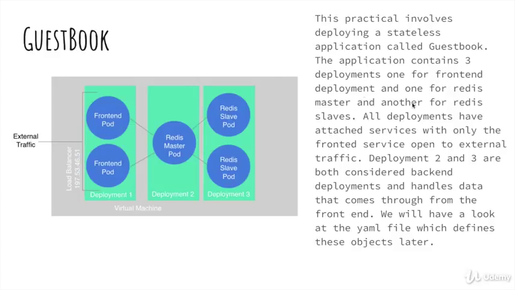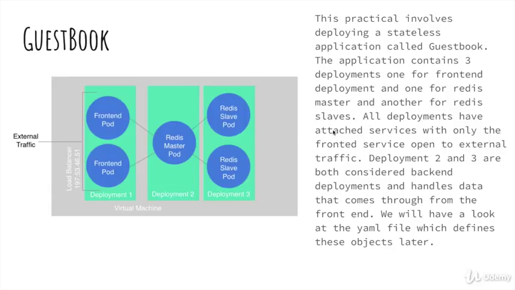This practical involves deploying a stateless application called Guestbook. The application contains three deployments, one for the front end, as you can see here, deployment 1, one for the Redis master, which is called deployment 2 in this picture, and the third deployment is the Redis slaves pods. So altogether, we'll be deploying, there's actually 3 pods for the front end, but we'll go into that when we have a look at the .yaml file.